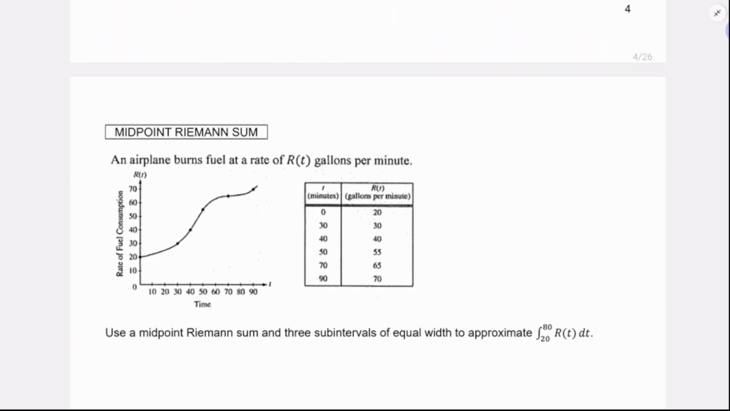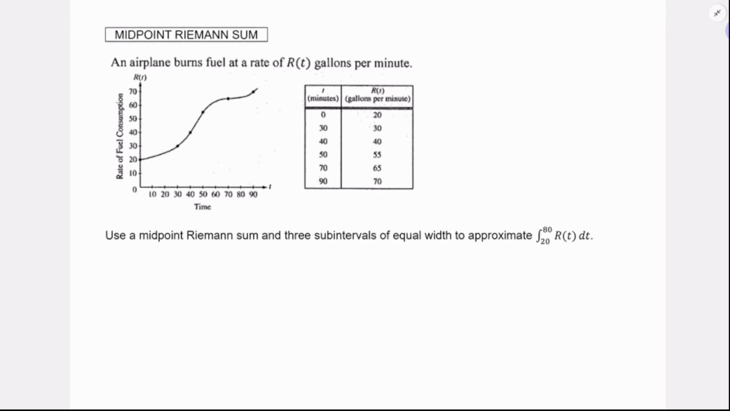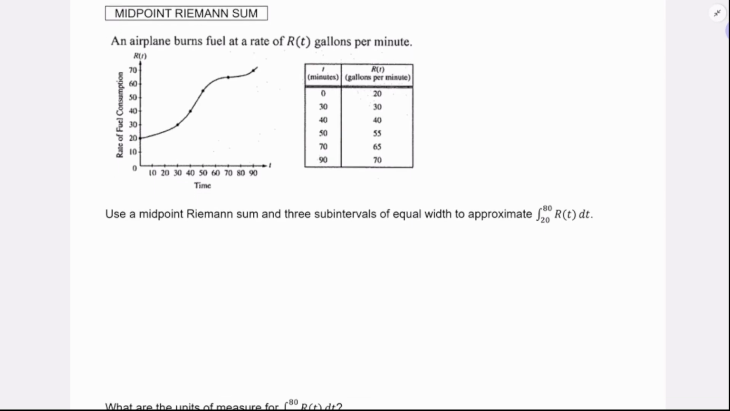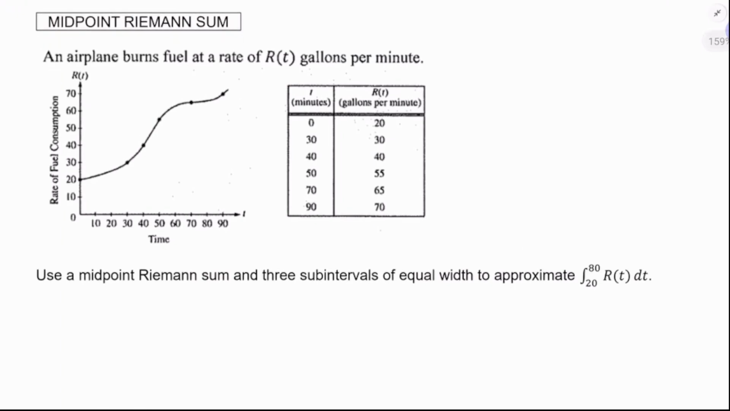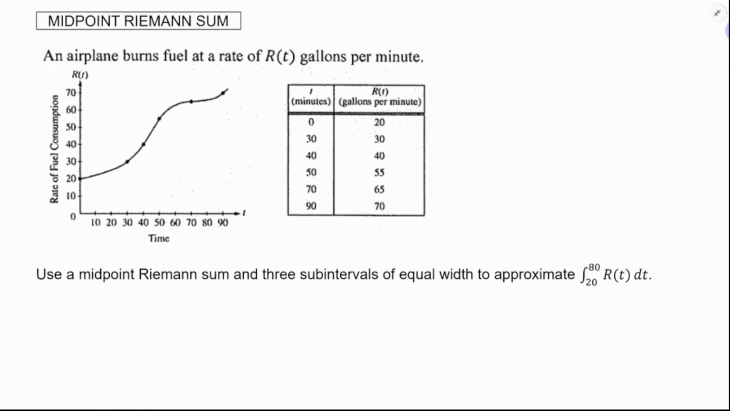Okay, so I also need to tell you about a midpoint Riemann sum, and this one's pretty rare, but it's in every Cal 1 textbook, and it is potentially testable for AP Calculus. So what we're going to do is use a midpoint Riemann sum and 3 subintervals of equal width to approximate the integral from 20 to 80 of r of t dt. And I'm going to point out that that's going to be 20 to 80 right here. Okay, so we want the area under that curve.